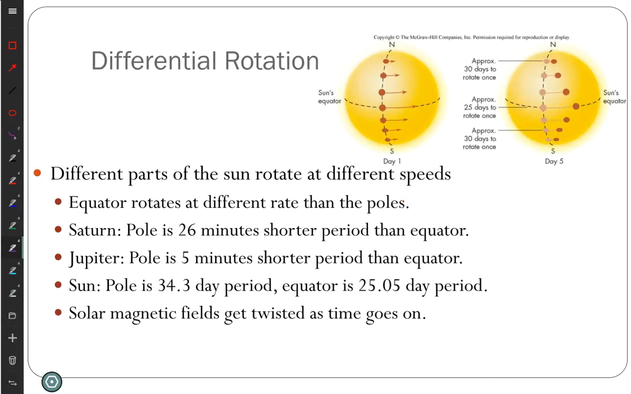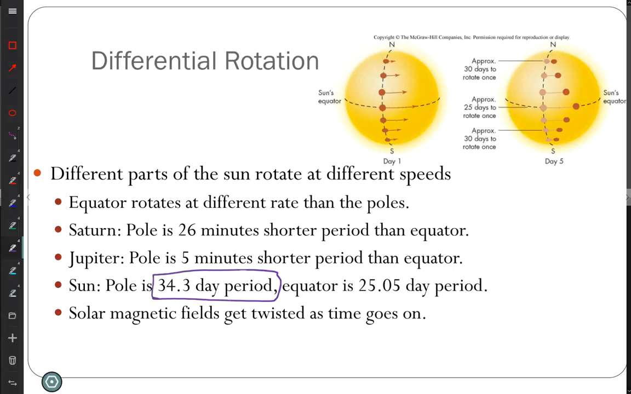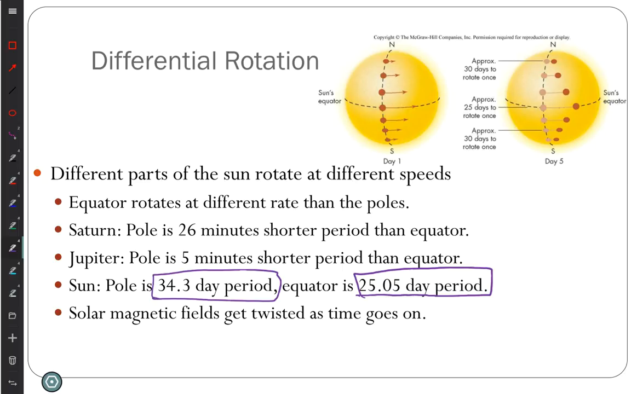I've got 2 or 3 slides on this before I continue with the reality. So you saw this in the video. The understanding is that all of this is caused because of differential rotation. The poles of the sun do one rotation in 34.3 Earth days. But the equator does one rotation in 25.05 Earth days. Pretty significant, right?